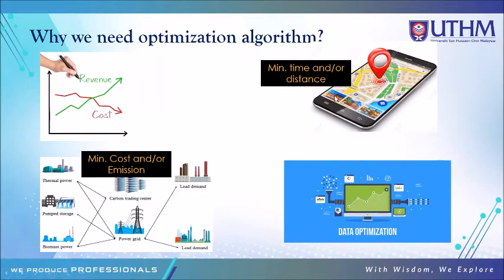Next, maybe you are very familiar with maps, for example Google Maps. If you realize, in the maps we can choose whether we try to minimize the cost or we try to minimize the distance. That's one example of an optimization problem in the real world. Maybe in electronics or data science and so on, they need data optimization. This is an example of why we need an optimization algorithm.